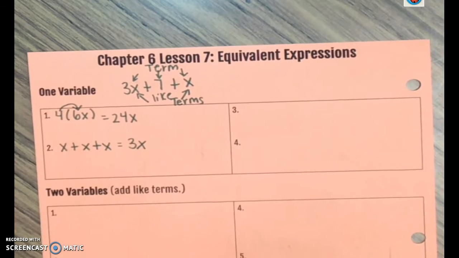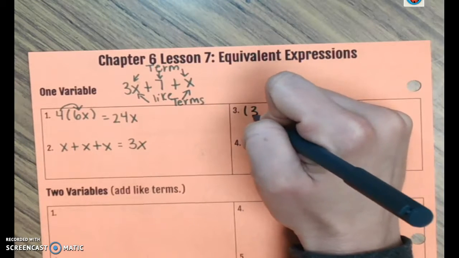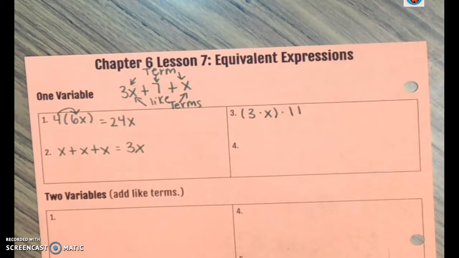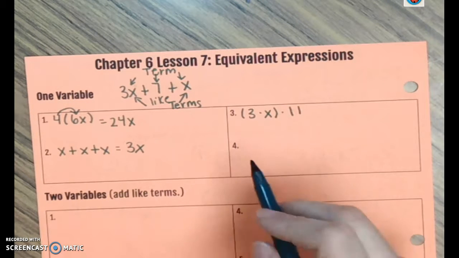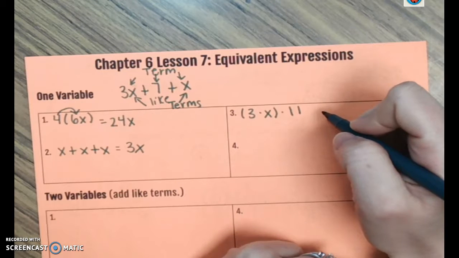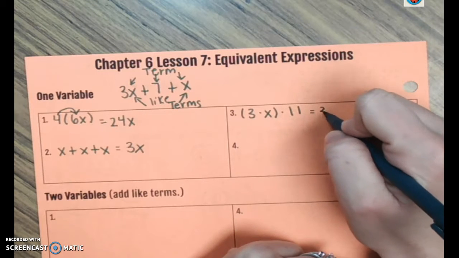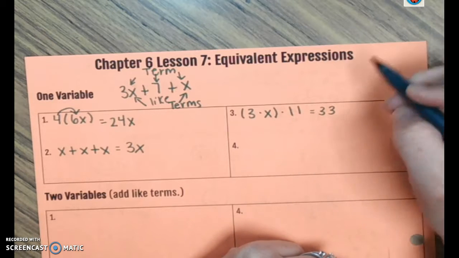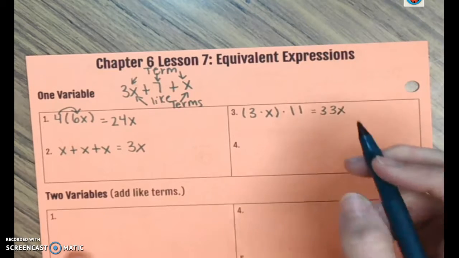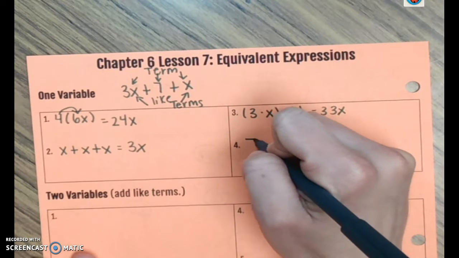Next one we're going to try is 3 times x times 11. Remember, multiplication, we just multiply everything together. So let's multiply our numbers. 3 times 11 is 33. And to show multiplication with x, you just put it right next to it because a letter and a number means multiplication.